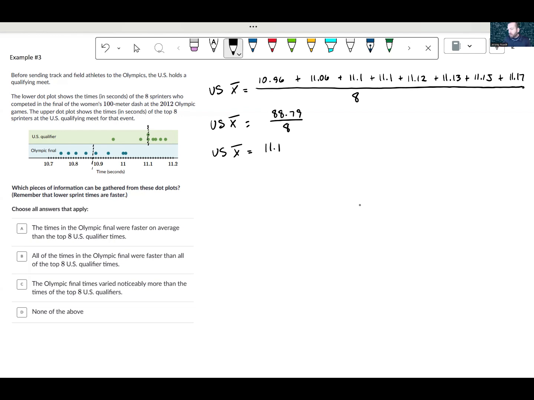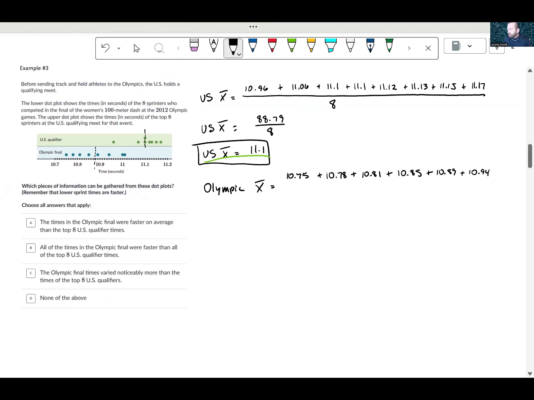So that's our mean for the US. And I think I was fairly close to that. I might have done maybe 11.11 or something where my line was, but that's the mean for the US. I'm just going to put that in green. For the Olympic mean, we're going to do the same thing. We're just going to add up each of these data point values and divide by 8. There's also 8 people racing. So 10.75 plus 10.78 plus 10.81 plus 10.85 plus 10.89 plus 10.94.